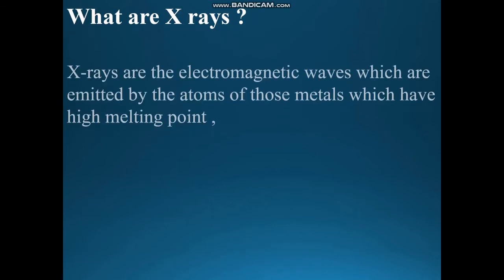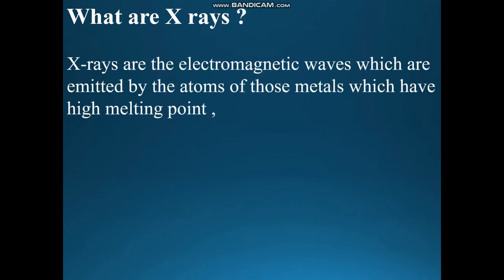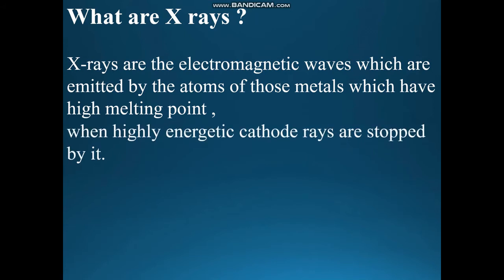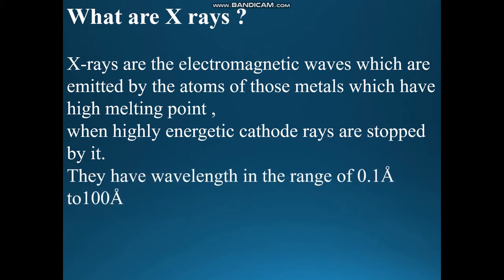Now, let's study the next waves, which are X-rays. So, what are X-rays? X-rays are electromagnetic waves which are emitted by the atoms of those metals which have a high melting point when highly energetic cathode rays are stopped by them. They have a wavelength in the range of 0.1 angstrom to 100 angstrom.